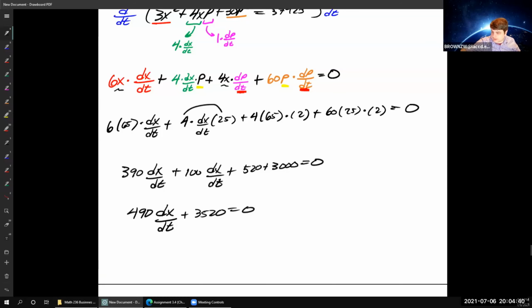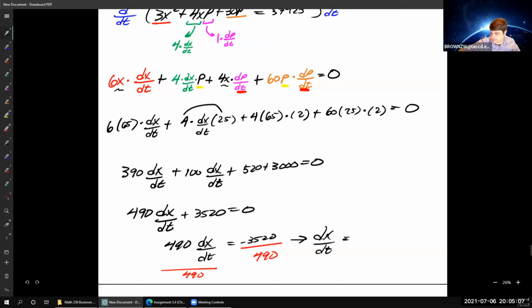Okay, so working this all out from here, we're just solving for this as a variable. I'm going to subtract over 490 dx/dt is equal to negative 3520. And the last step is we're just going to divide by 490. So that gives me that dx/dt is equal to negative 7.18.